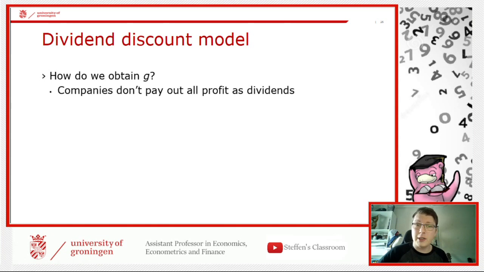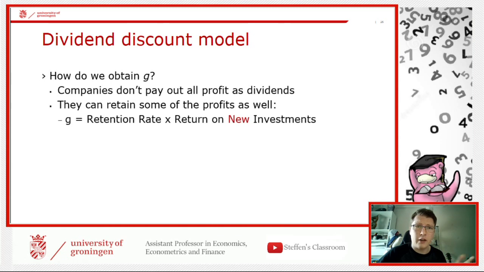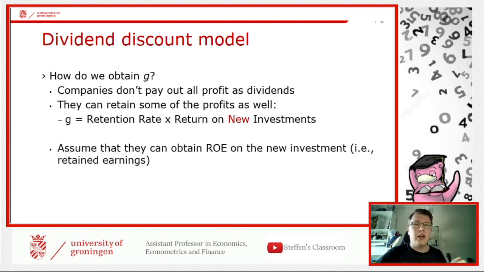So like I said, companies can either choose to pay out as dividends or they can reinvest in their own firm. So you either pay it out or you reinvest, right? That's the two choices a company essentially has. So g can be given as the retention rate, how much percentage of your profits you keep in, multiplied by the return on new investments. That's obviously not always known. So you assume that you can obtain ROE instead, return on equity, which is basically the return on, say, similar investments.